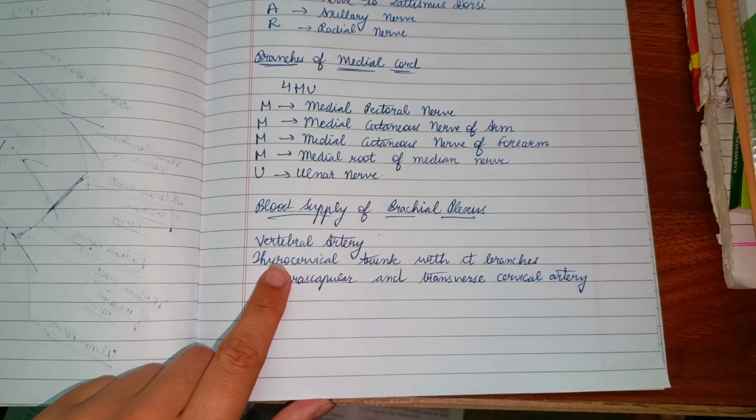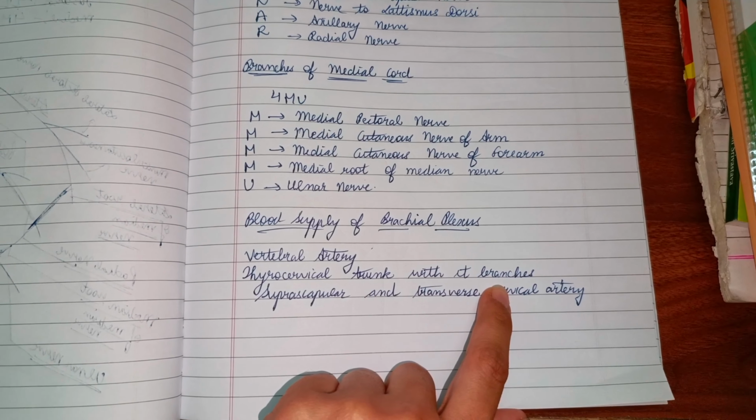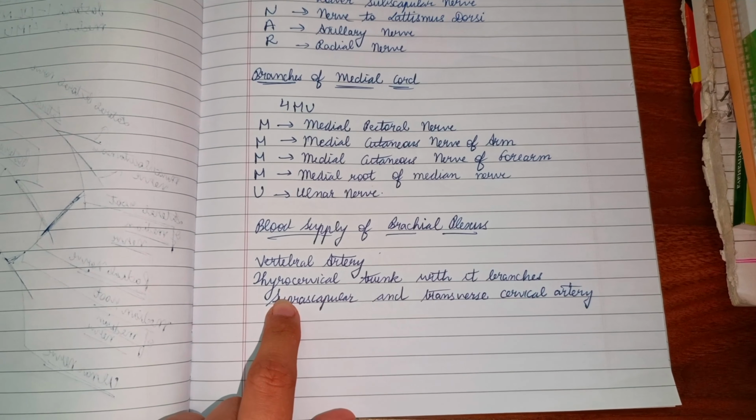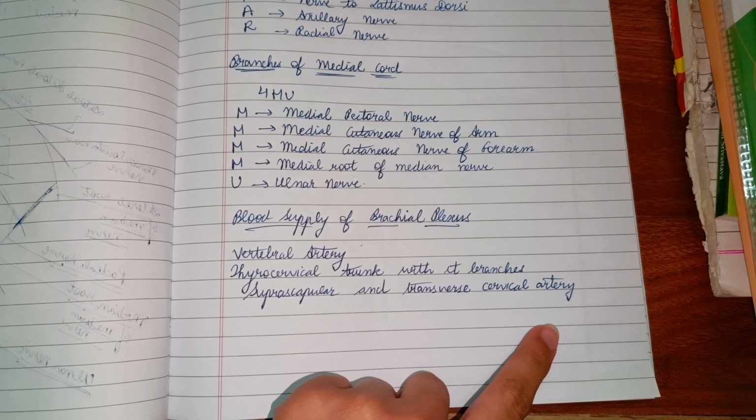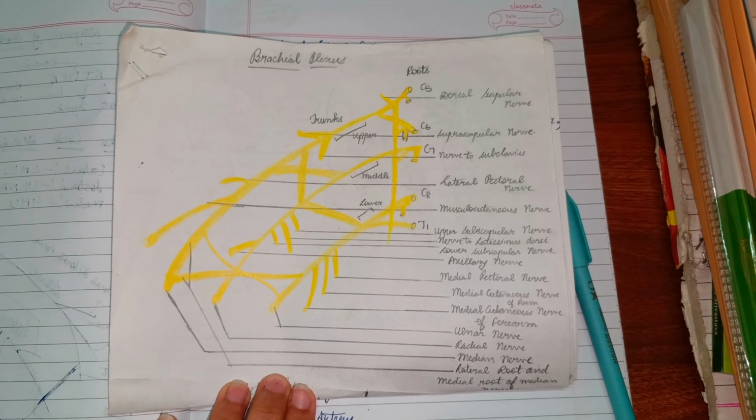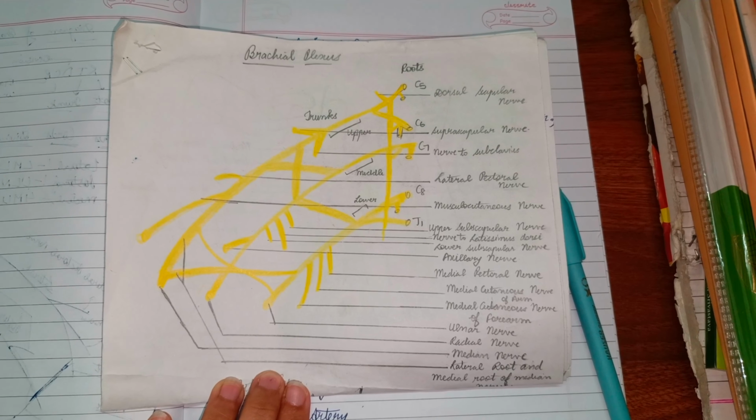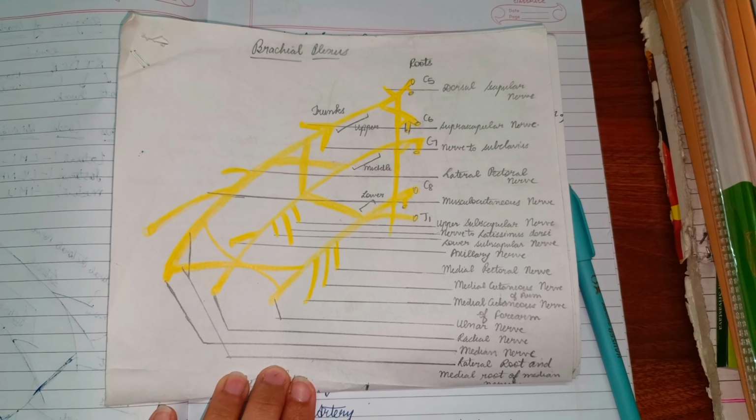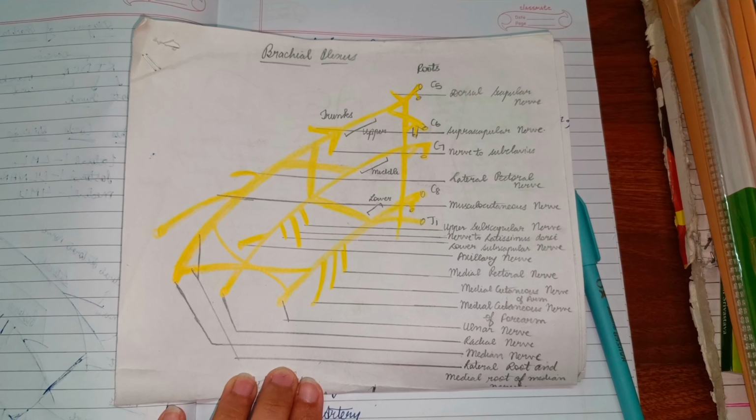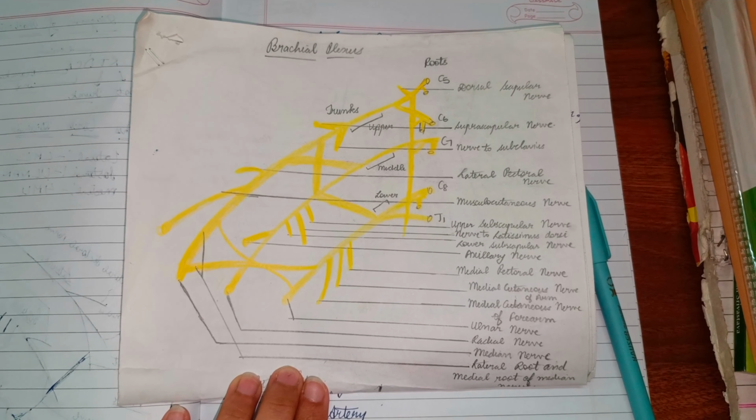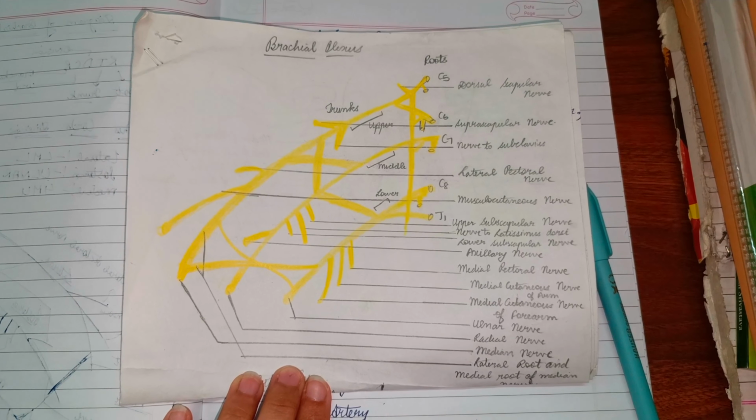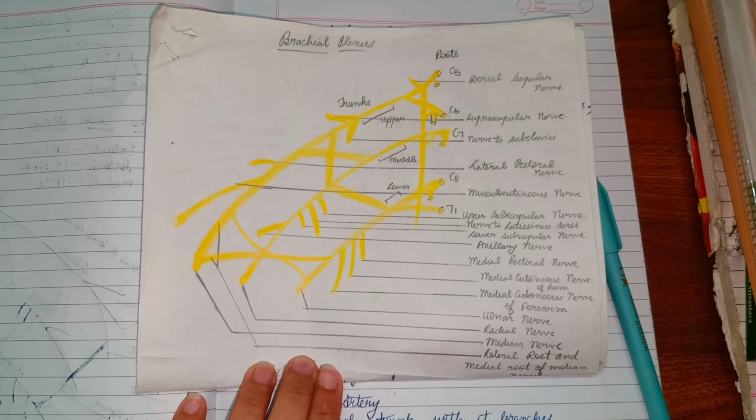Now what's the blood supply of brachial plexus? It is vertebral artery, thyrocervical trunk with its branches, suprascapular and transverse cervical artery. So guys, this was all about the diagram of brachial plexus. Remember, your diagram should be neat and clean, and in my next video I will discuss the clinical anatomy of brachial plexus. Hope you like my video.